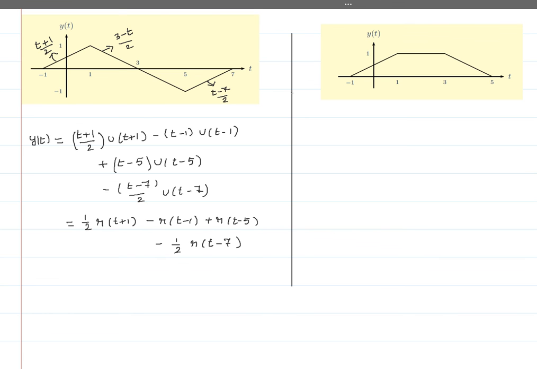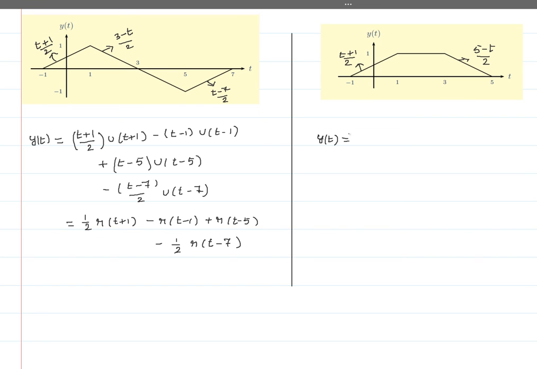So let us come to the second one. Clearly the first step is we should represent the equations of the straight lines given here. So the equation of this straight line would be (t plus 1) by 2 as usual, and the equation of this line would be (5 minus t) by 2.